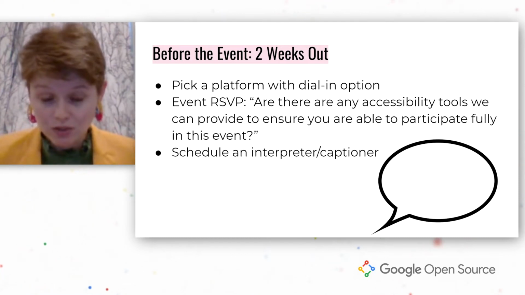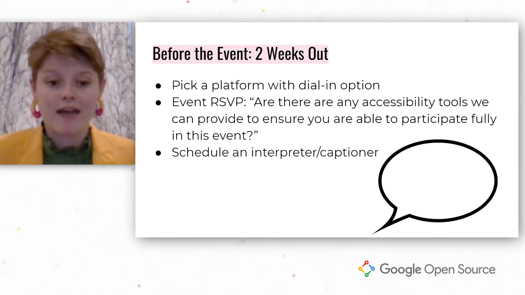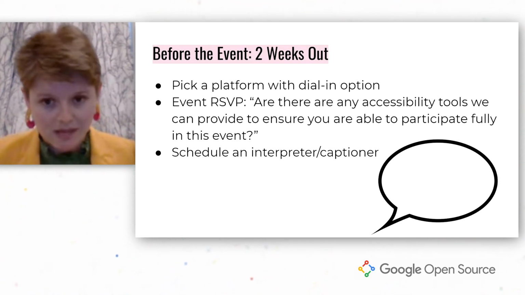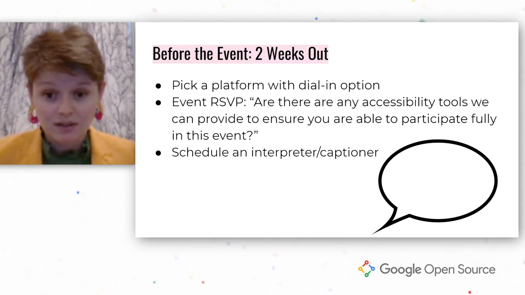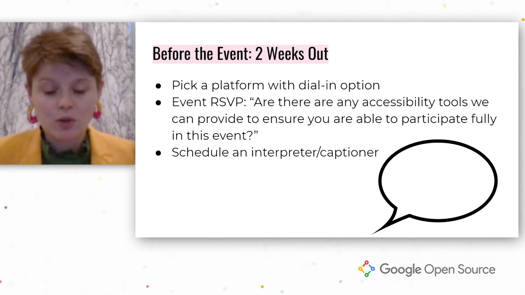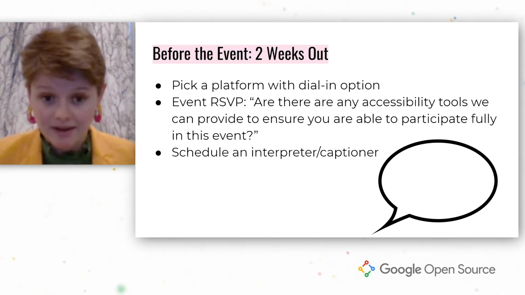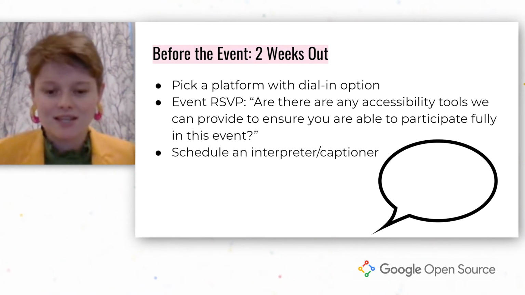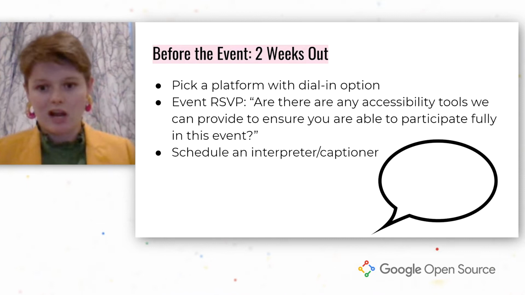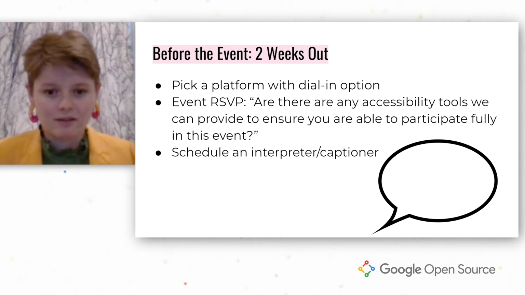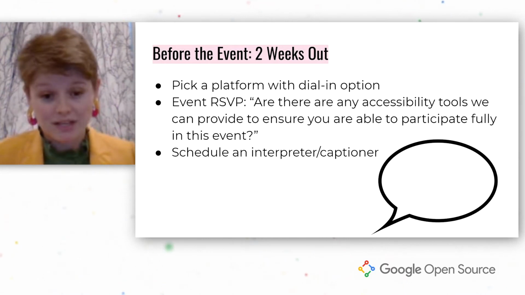Another really simple thing you can do is ask this question on your event registration page or on the RSVP. Are there any accessibility tools we can provide to ensure you are able to participate fully in this event? And what that does is it just allows you to get a really general idea of what kind of accommodations people are going to need. And that's just really helpful in your planning.